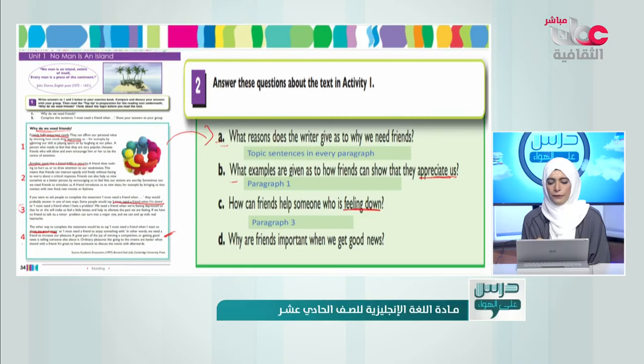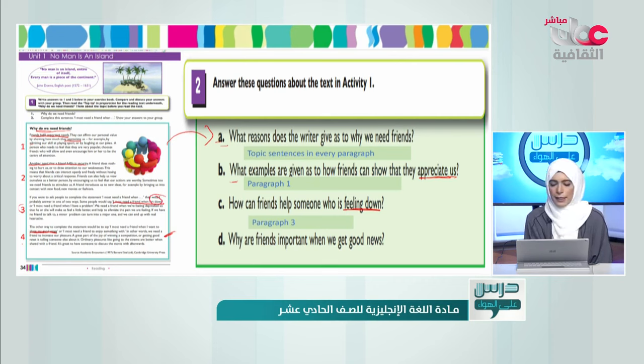Which paragraph includes such a phrase or such words or such meanings? We try to connect the vocabulary to the text. Look at paragraph number 3. We have it as a topic sentence and answer for question A. I must need a friend when I am down. Here is the answer. It's supposed to be in this paragraph. Oh, I must need a friend.